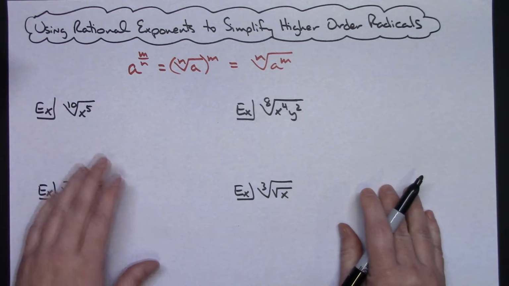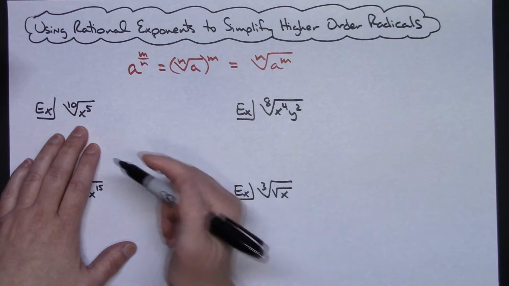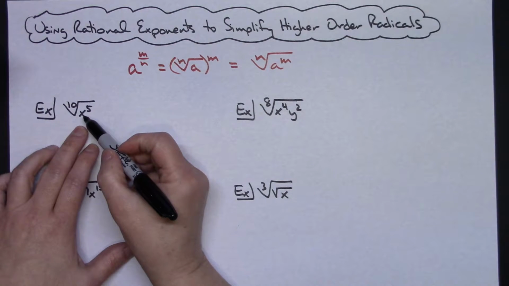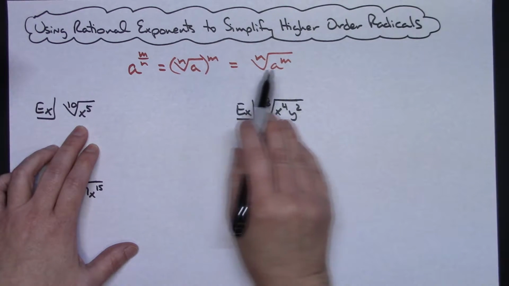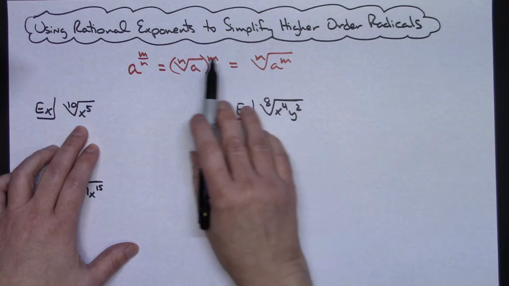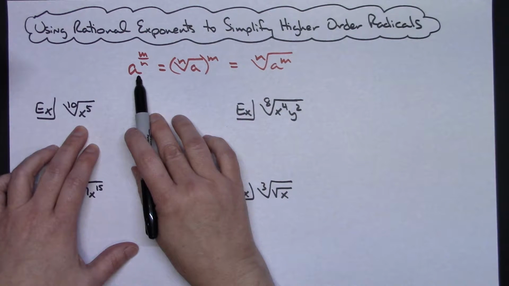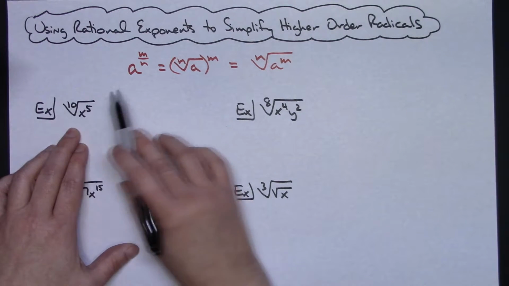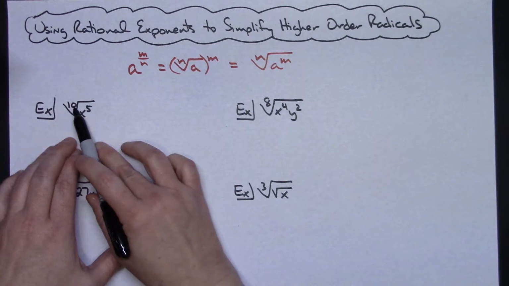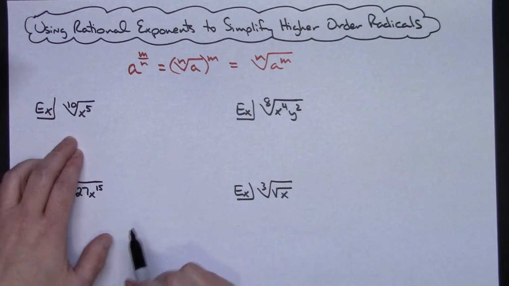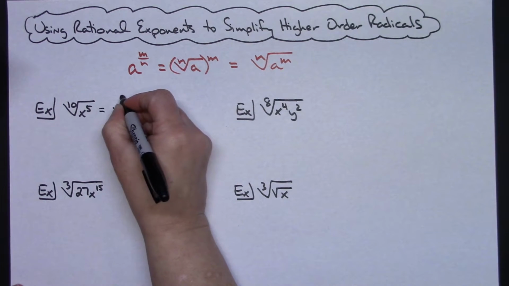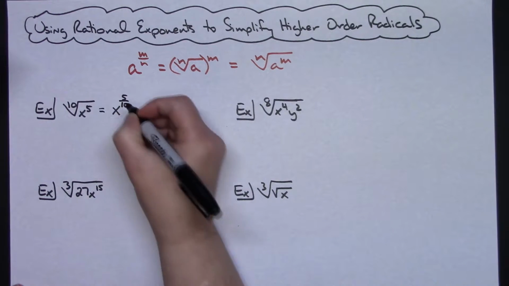Alright, so for example, my first example right here, I've got the 10th root of x to the 5th. If I rewrite it so that I have a rational exponent, that means that the denominator of the fraction comes from the index right there, and then my numerator comes from my exponent right there. So then I would rewrite this as x to the 5 over 10.